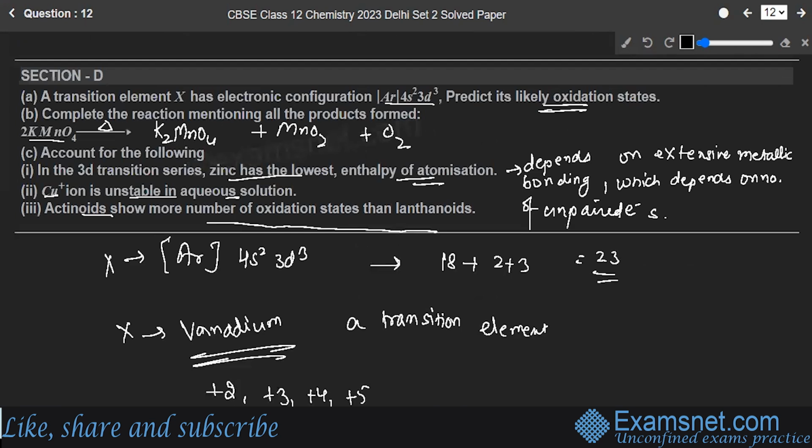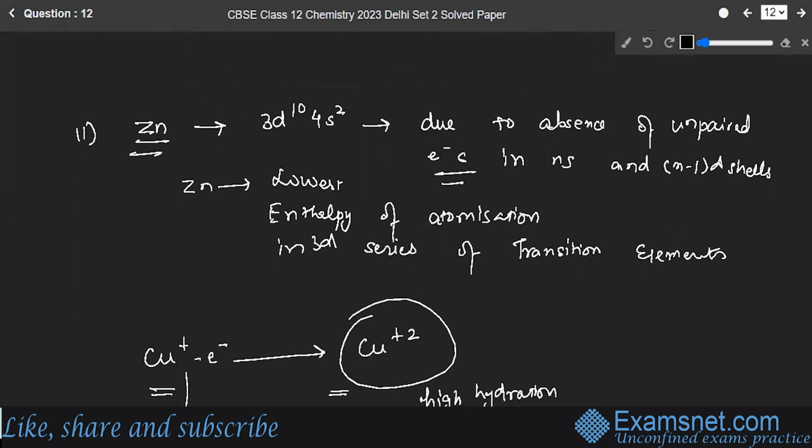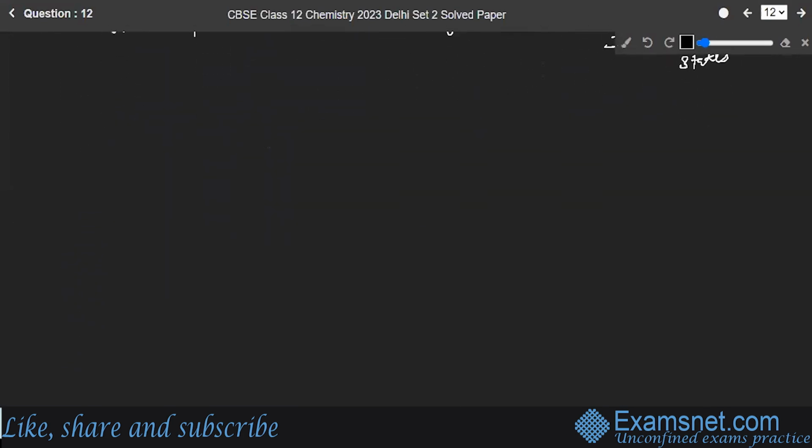So this completes your question number 12. Hope you're clear. So students, with that, we have completed all the 12 questions of this particular set of the Delhi paper. Hope you're clear with this.